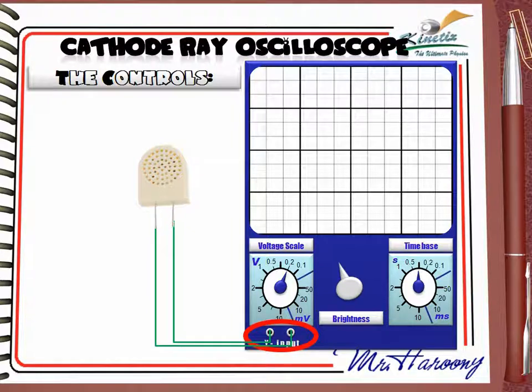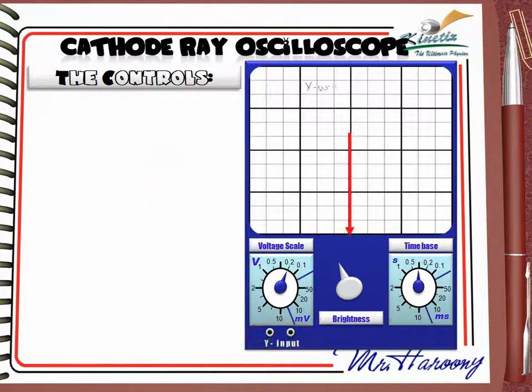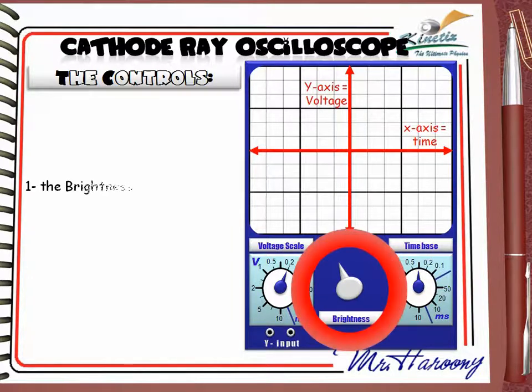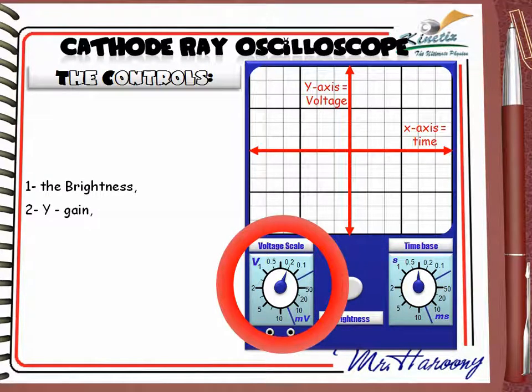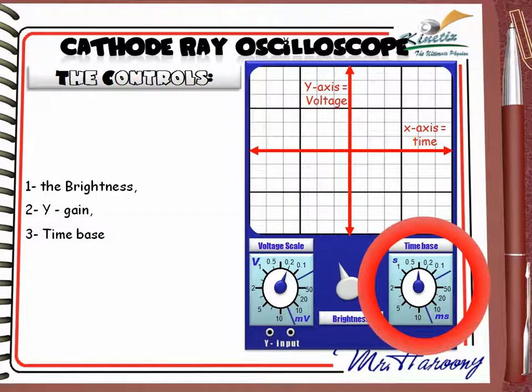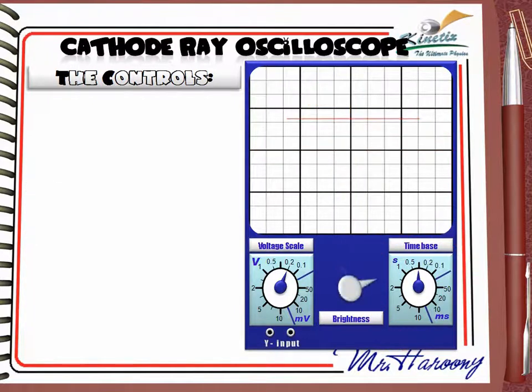Now let's have a look at the screen. The Y-axis of the graded screen represents the voltage axis, while the X-axis represents the time axis. Now the controlling buttons. The first control is the brightness button. The second main control is the voltage scale, or sometimes named the Y gain control. Also we have the time-base control. The brightness control adjusts the brightness and intensity of the signal on the screen.